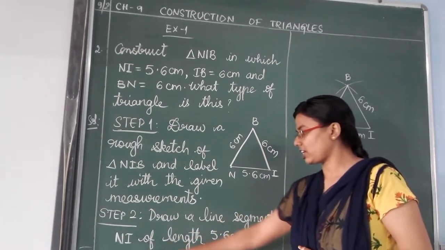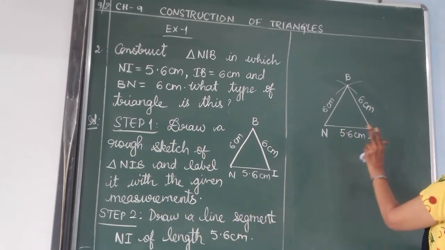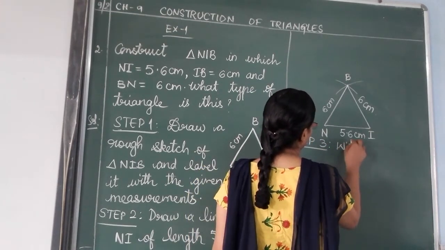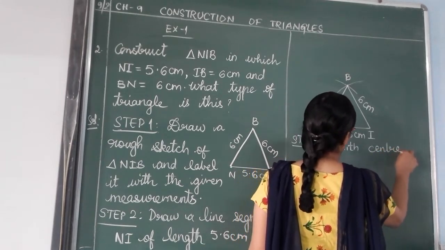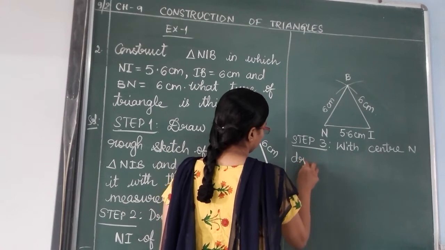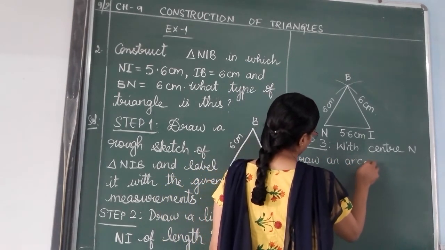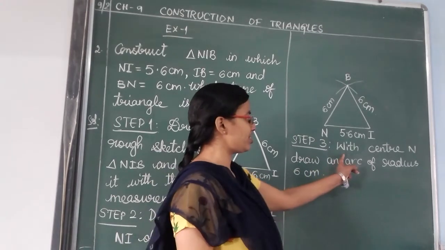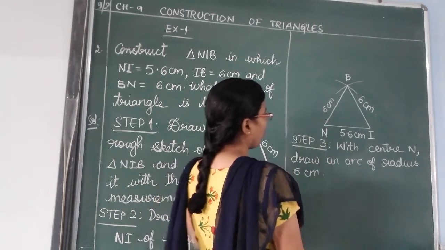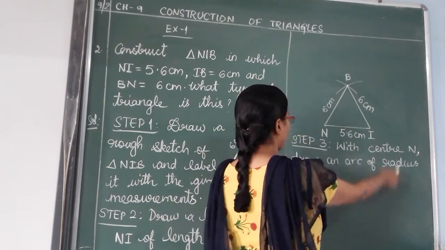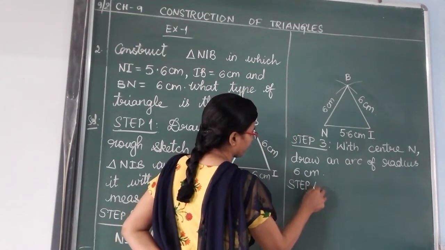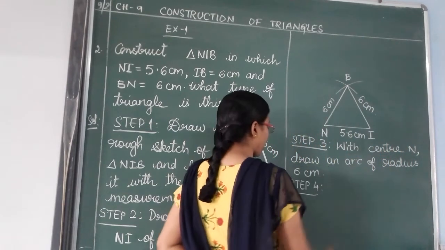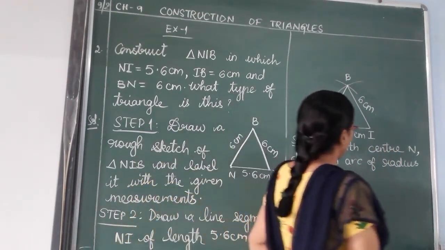So step 2, draw a line segment NI of length 5.6 centimeters. This line we have finished drawing. Now step 3, let's try. Step 3, with center N, draw an arc of radius... From I, we know that from I.